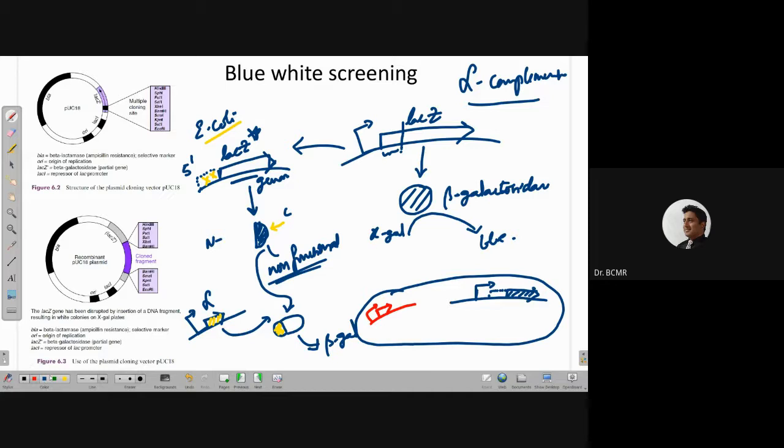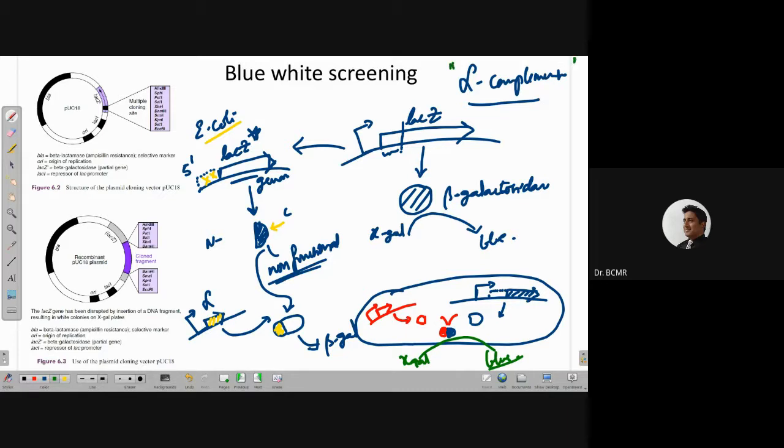So what will happen now is this will produce half the enzyme, something like that. And from this region, you get another half, the alpha component. These two can fuse and form a functional protein. And then they can convert X-gal, or they can even break galactose. X-gal can give rise to blue color. Okay, so this is about alpha complementation.